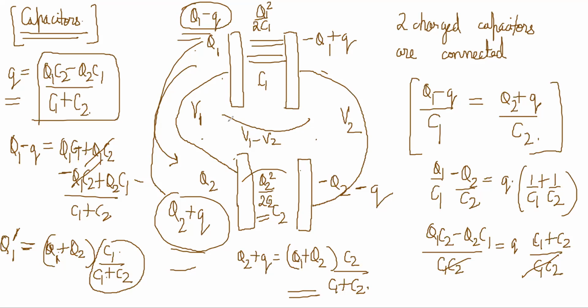Or you could also do it in a part-wise manner like this, but that will be long unnecessarily. Like you can do Q1 plus Q2 square by 2C1 plus this square by 2C2, right? Find the final energy and the initial energy. The change in energy is the loss in energy. If the final energy is lesser than the initial energy, that means some energy has disappeared, right?